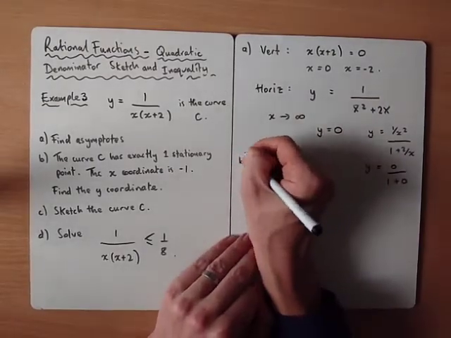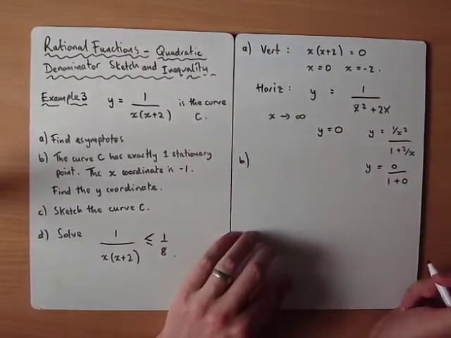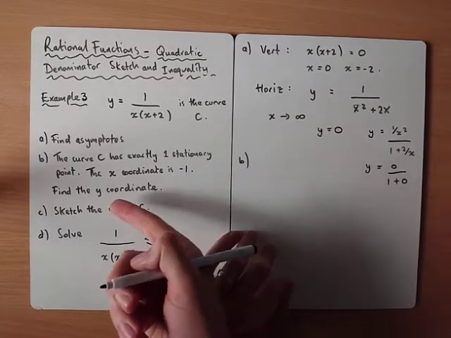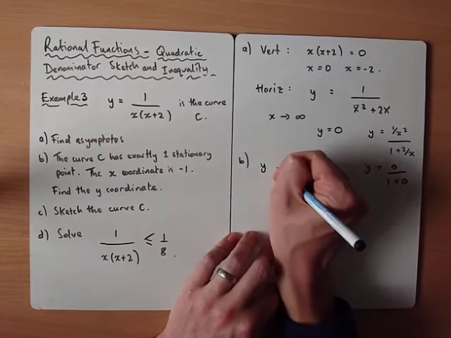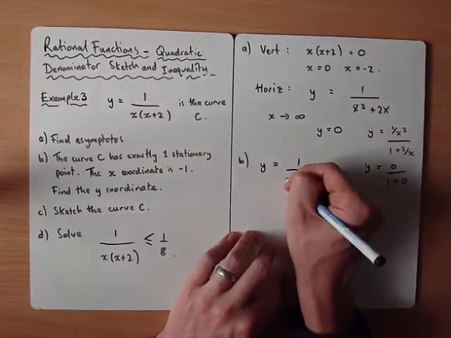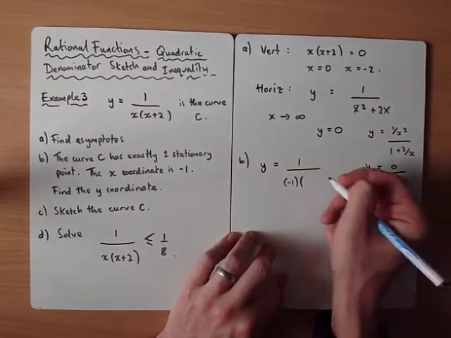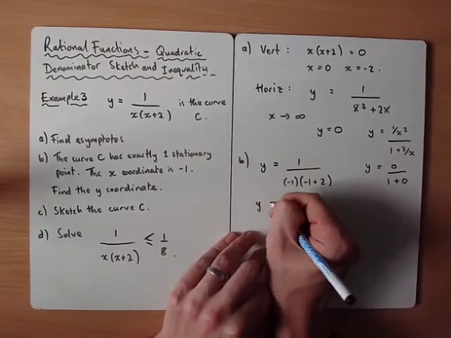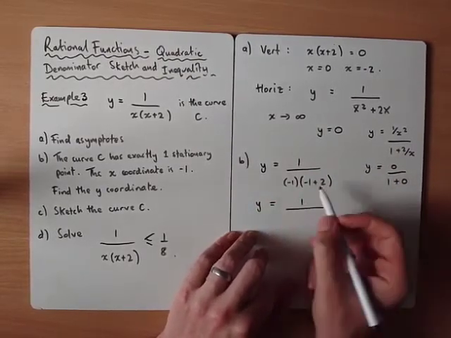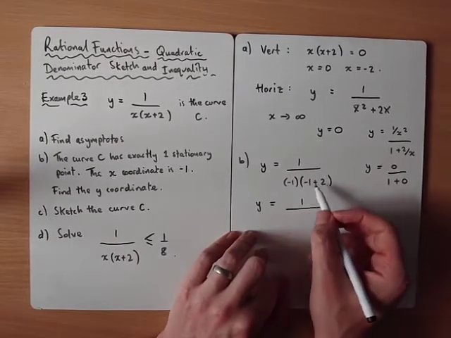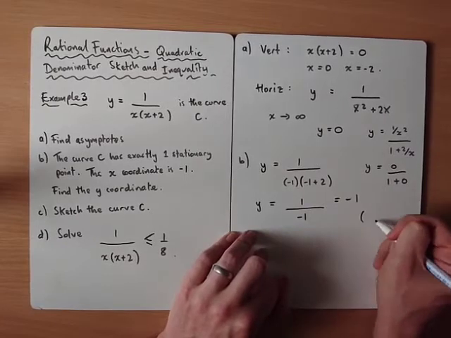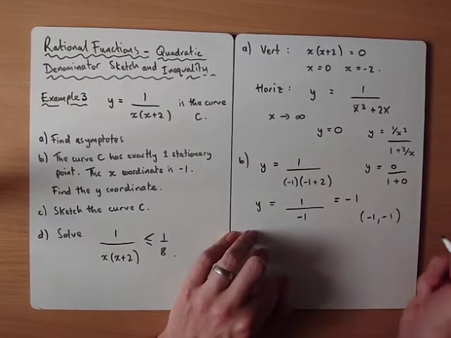For part B, it says there's a stationary point and it tells you the x coordinate. So basically all this is saying is, x is minus 1, what's the y coordinate? Well, let's just find out. Sub in the x value to figure out what the y value is. So we've got 1 divided by minus 1 times 1, so 1 over minus 1. So our stationary point is at minus 1, minus 1.